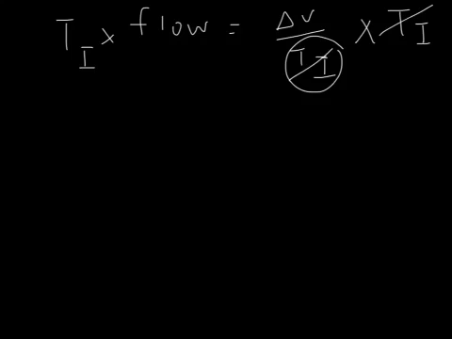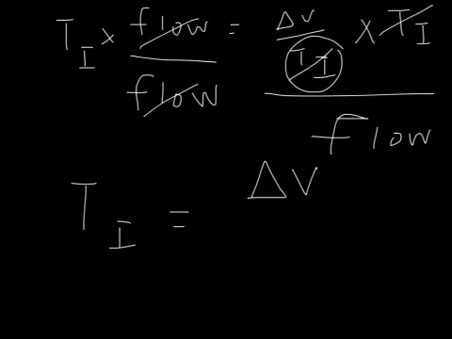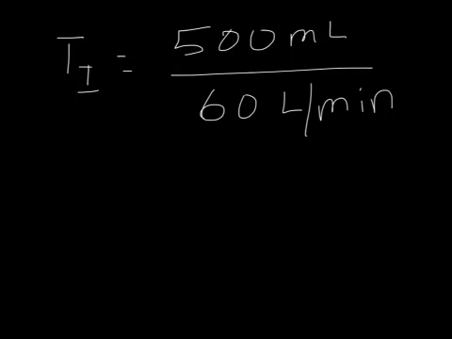Now we still need to get TI alone, so in order to do that, we will divide this side by flow, and we'll do the same thing to this side. Flow cancels out, and we're left with TI is equal to a change in volume over flow. Now we're going to plug in the numbers that were given to us. We're given the 500 milliliter tidal volume and a flow rate of 60 liters a minute.